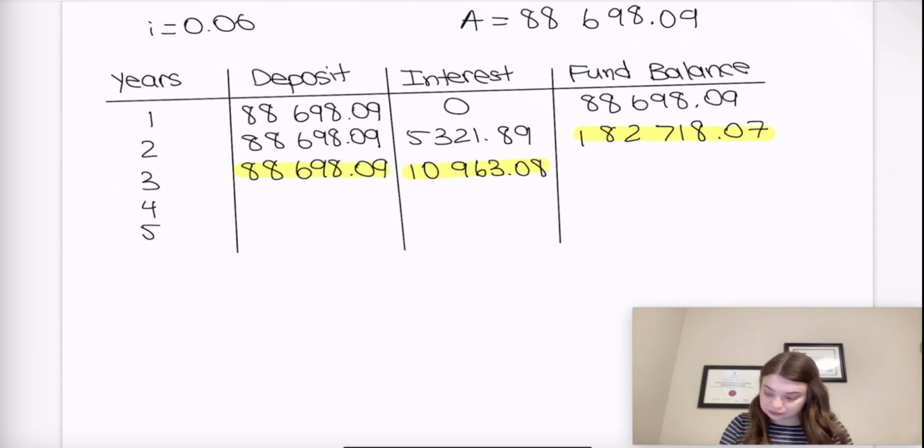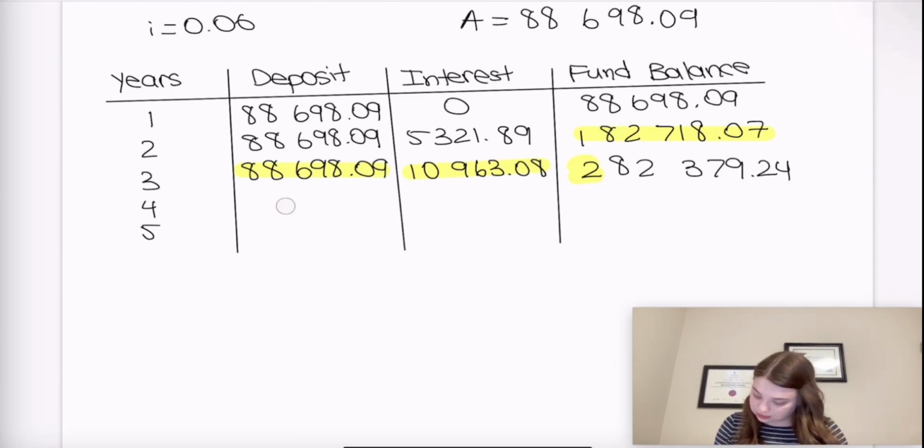So let's do that. That's $10,963.08 plus our original fund balance, which is $182,718.07, plus our new deposit, which is $88,698.09. And in total, that is $282,379.24. I'm just going to delete that and that and that. There we go.